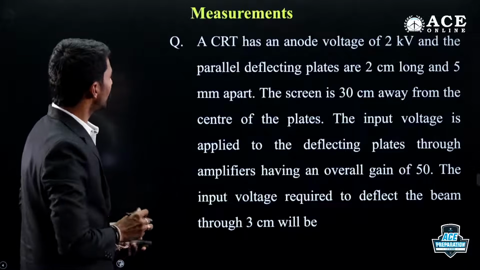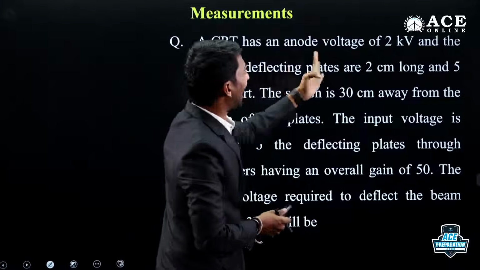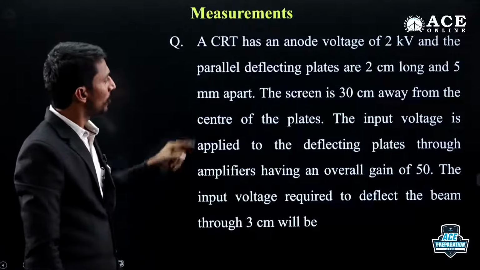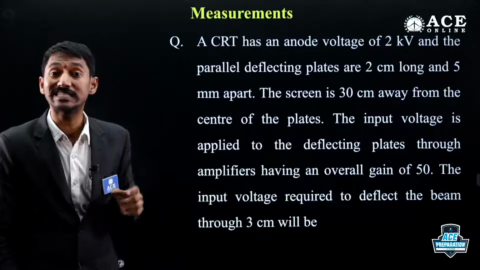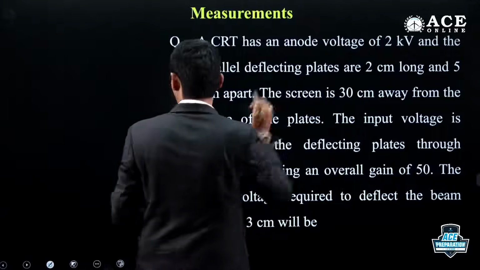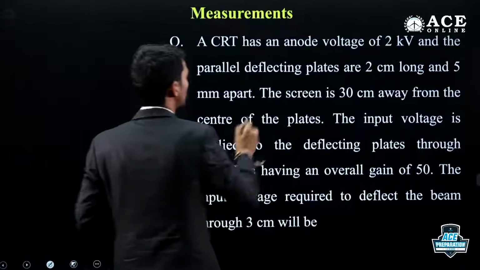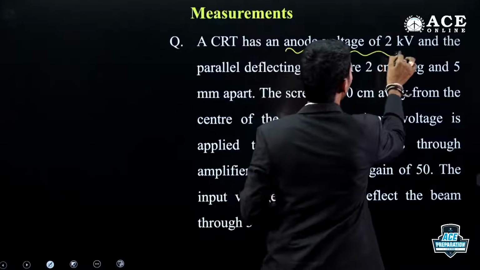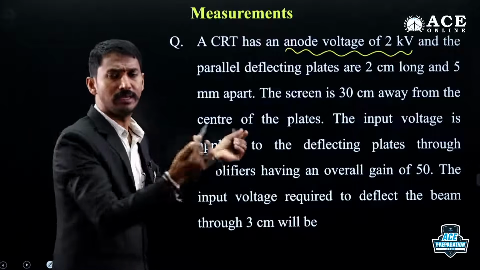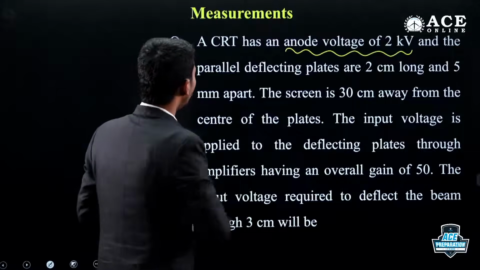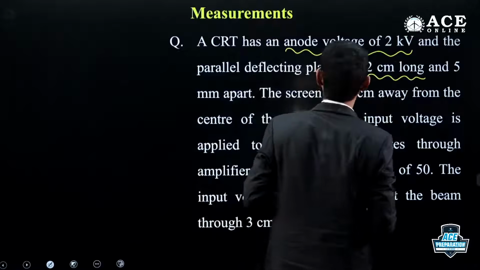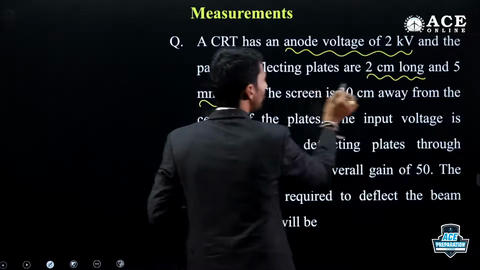Here, a CRT has an anode voltage of 2 kilovolt. This is the question related to CRO concept. It has the anode voltage of 2 kilovolt. It is also very popular in the GATE exam or in the other exams. Yes, very popular question. And the parallel deflecting plates are 2 centimeter long and 5 mm apart.